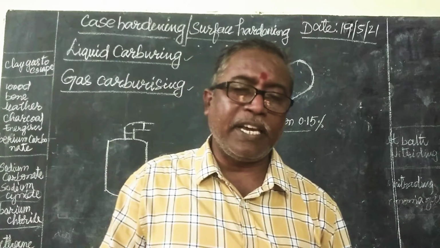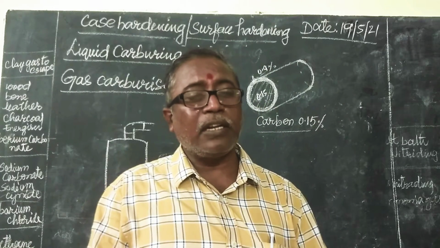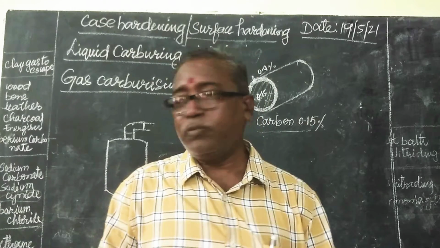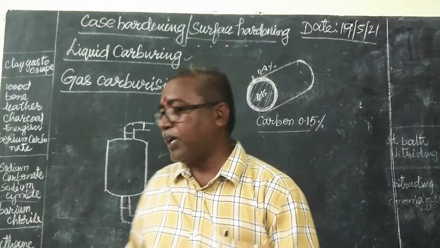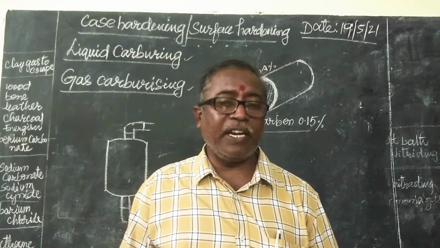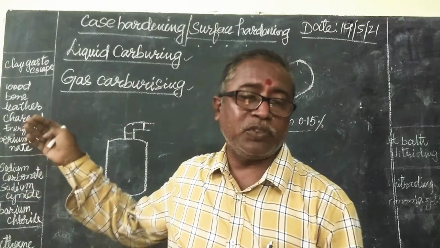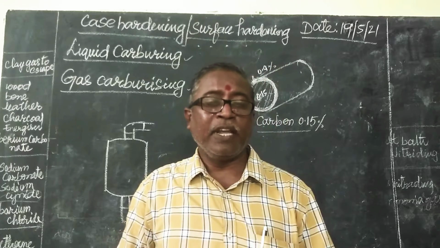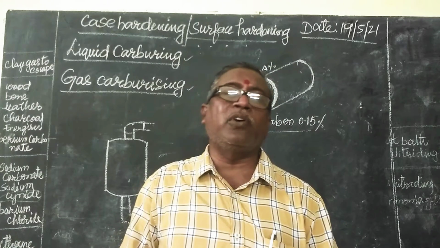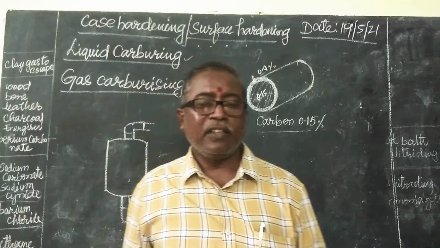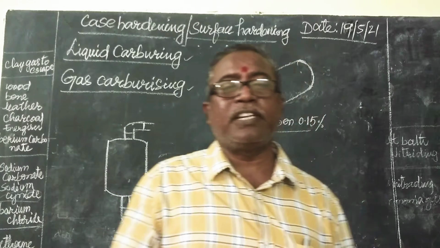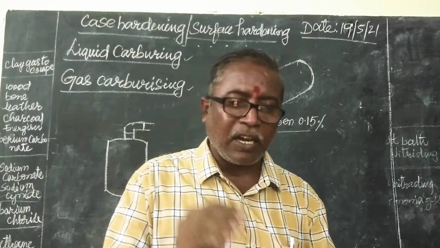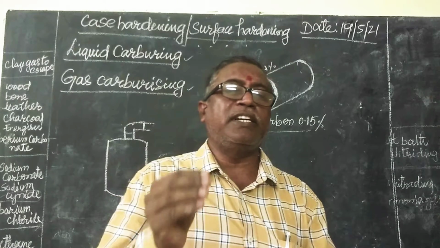Then the second one is there. The second one, salt bath. In that salt bath, the carbon which we used, that is sodium chloride, then sodium cyanide, then barium chloride, we used for liquid carburizing. Same way, instead of doing only carburizing, that is nitriding, we can say carbonitriding hardening also. That is called salt bath nitriding. So instead of diffusing the carbon, we are diffusing the nitrides.